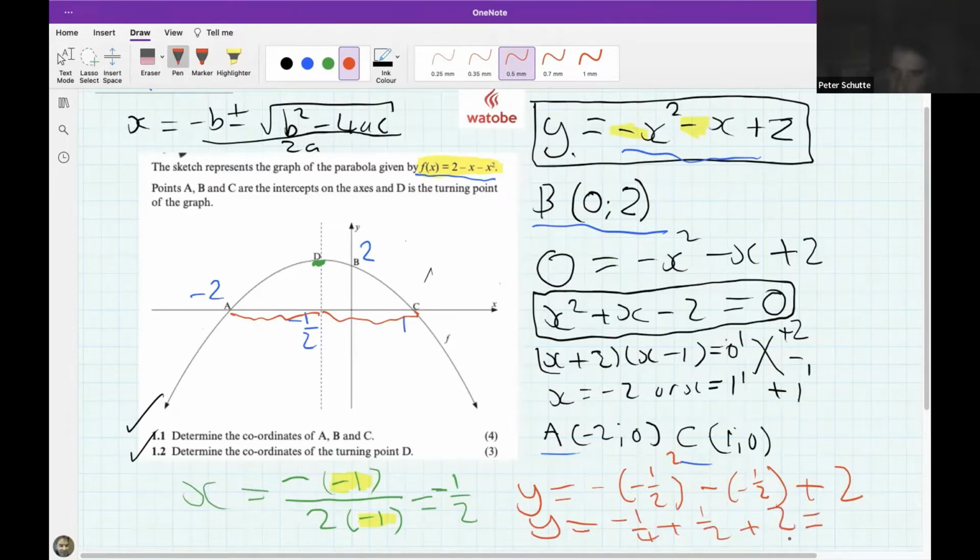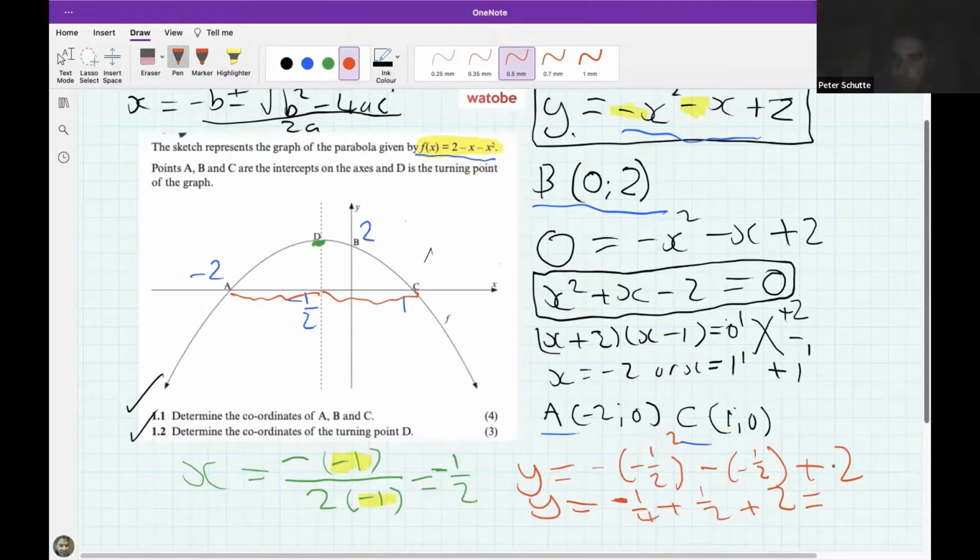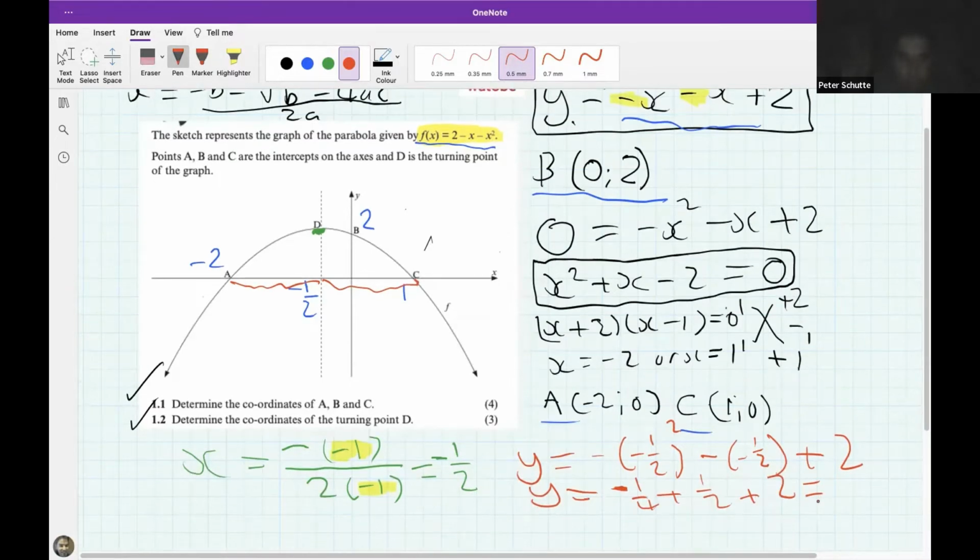I get 2. Let's have a look. 2, but you've done the -1/2 correctly. Oh, you also got 5/4. So if you put -1/2 squared, you get 1/4. And then there's still a negative in front. So you get -1/4 plus 1/2 plus 2. And because I'm in the dark, guys, what I get is 2.25. And the reason I know that that's correct is that we know that the turning point is the highest point. So it has to be above 2.